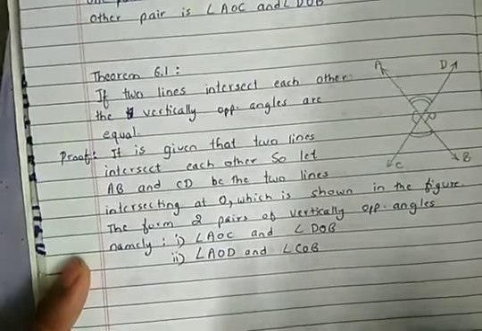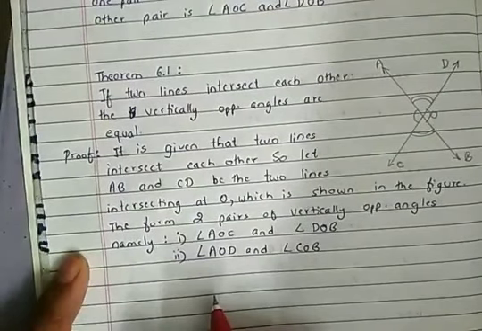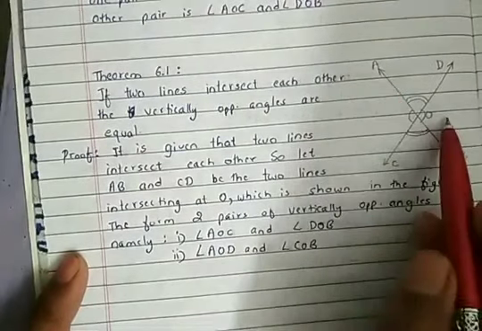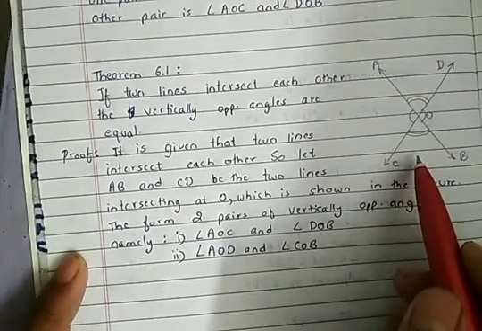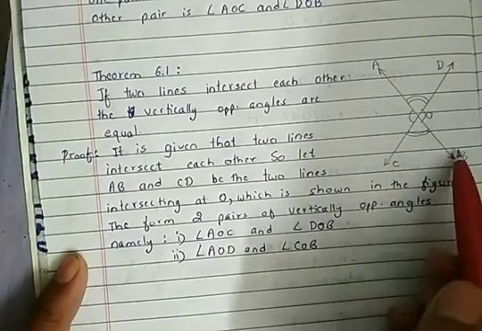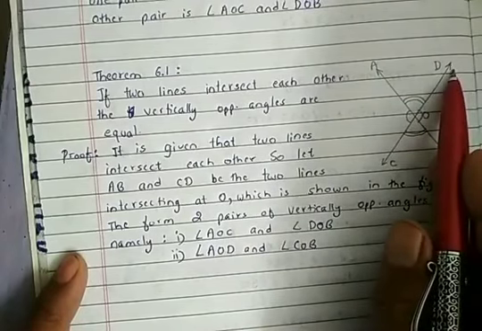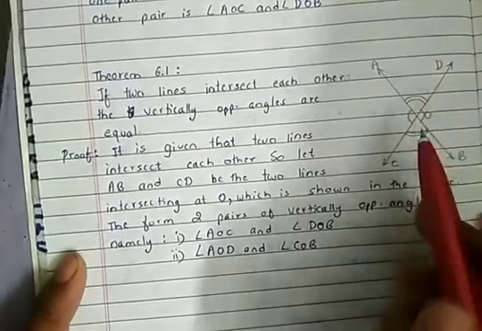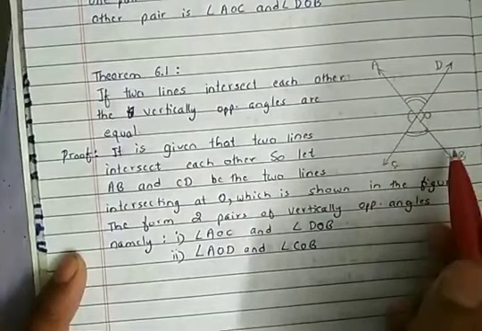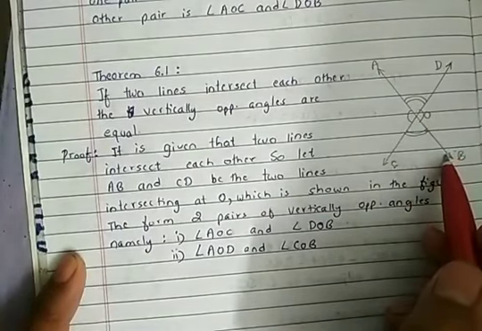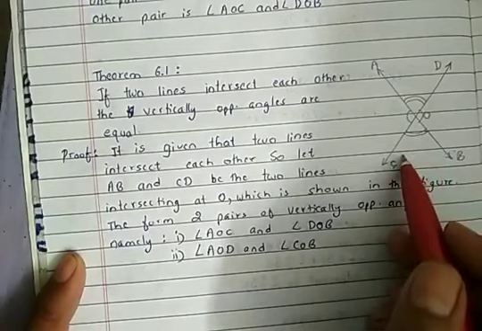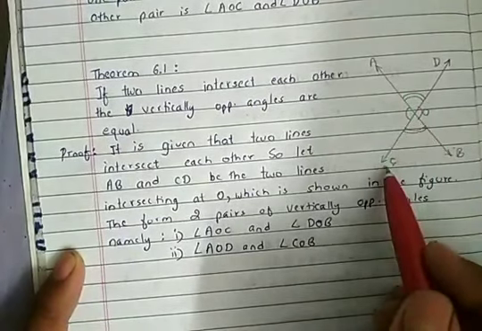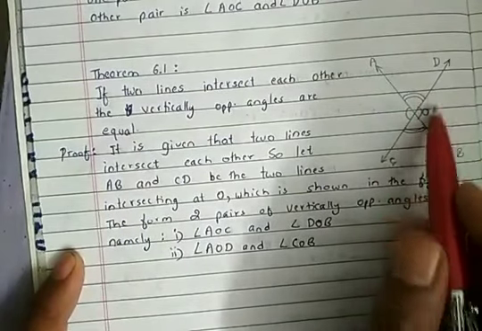Okay, now we have to prove that AOC is equal to BOD. We have to prove this, and angle AOD is equal to angle COB. Right? Now, how will we prove this? We know that this ray OA, it stands on this line CD. Okay?